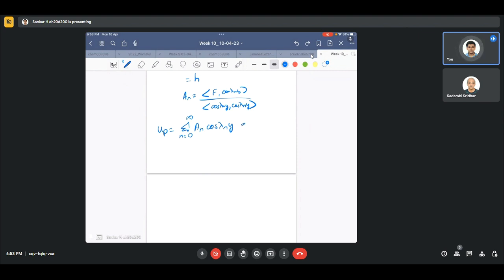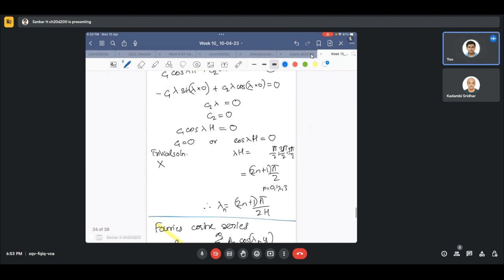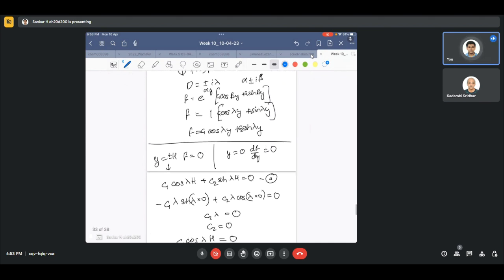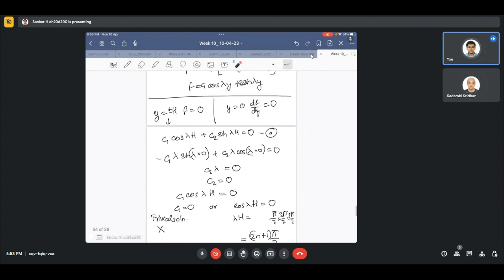the other term was e raised to lambda n z plus e raised to minus lambda n z, because we see that, oh, I don't think I've derived it in the last class, did I? I didn't derive the equation for g.